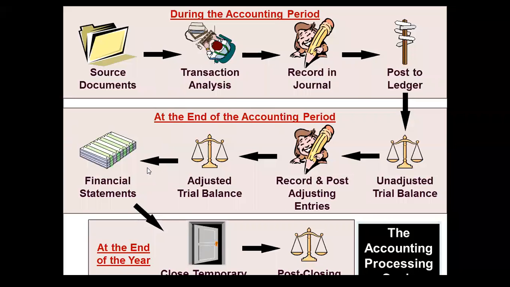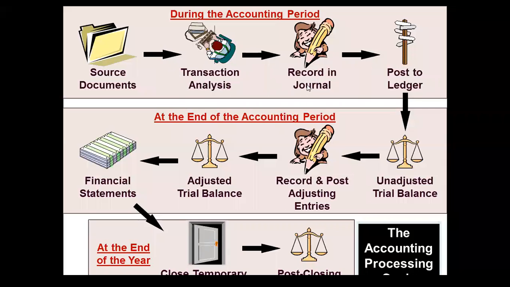Here's the processing cycle for accounting. We start off with source documents, whether they're invoices or receipts. So the paperwork are the source documents. We then analyze the transactions, and analyzing the transactions, as we'll see in a second, means which accounts are affected and does it increase or decrease that account. Then we record it in the general journal.